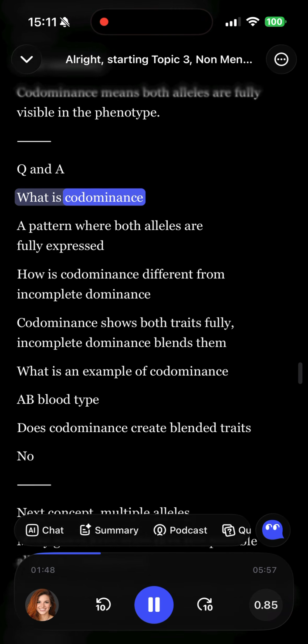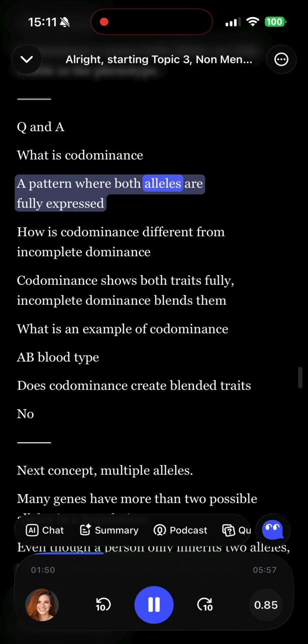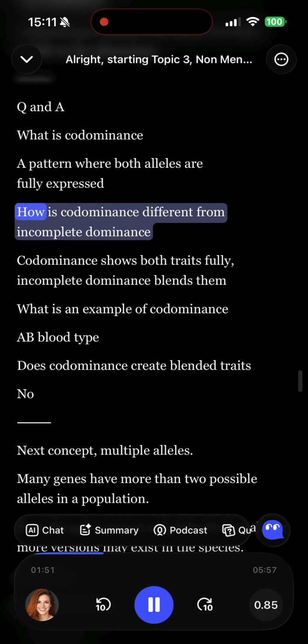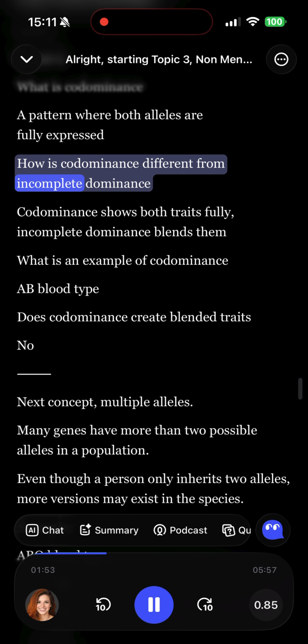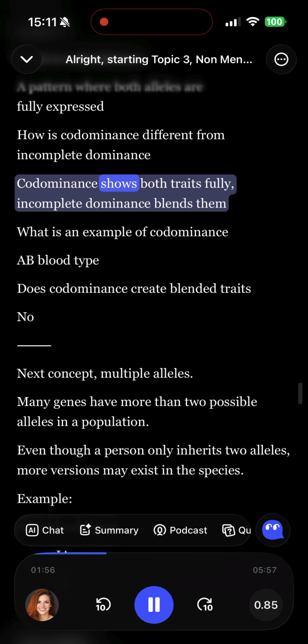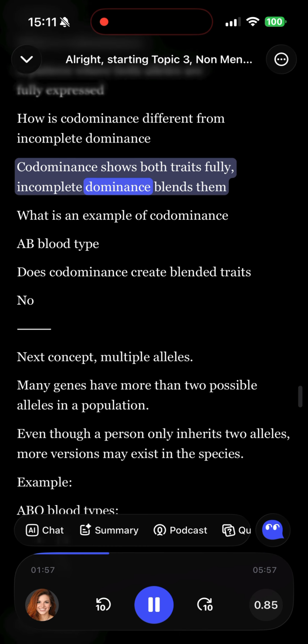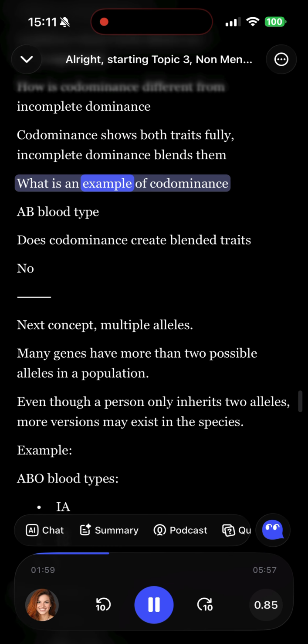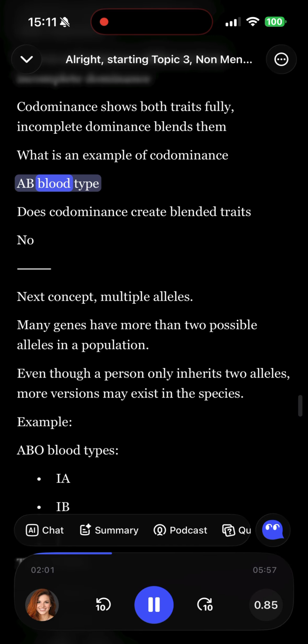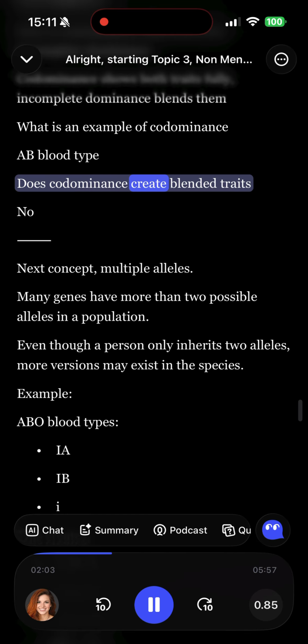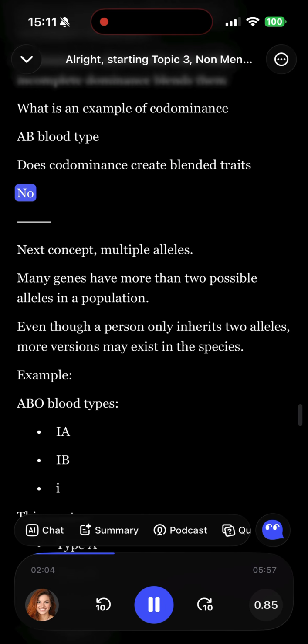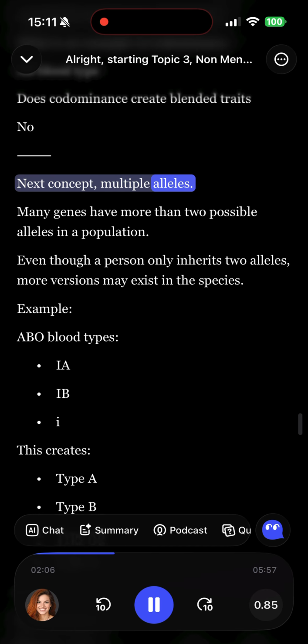Q&A. What is codominance? A pattern where both alleles are fully expressed. How is codominance different from incomplete dominance? Codominance shows both traits fully, incomplete dominance blends them. What is an example of codominance? AB blood type. Does codominance create blended traits? No.